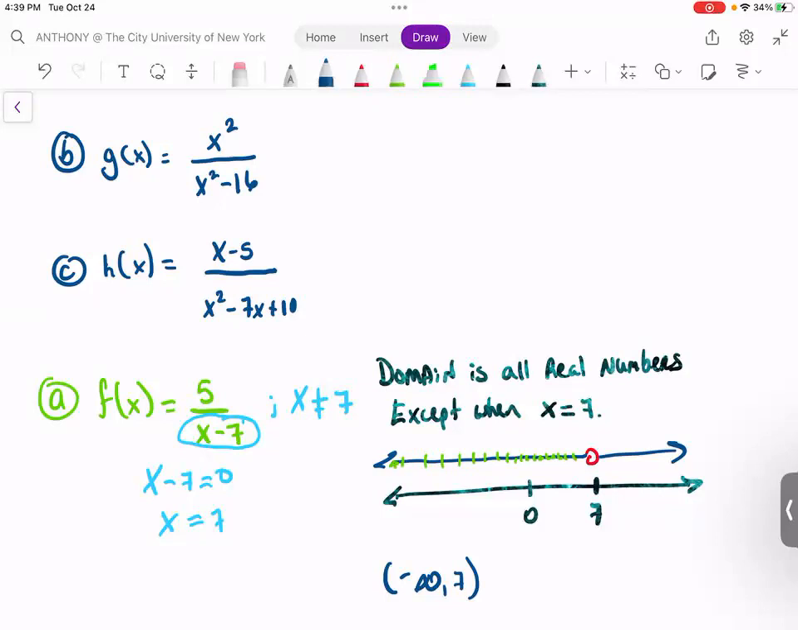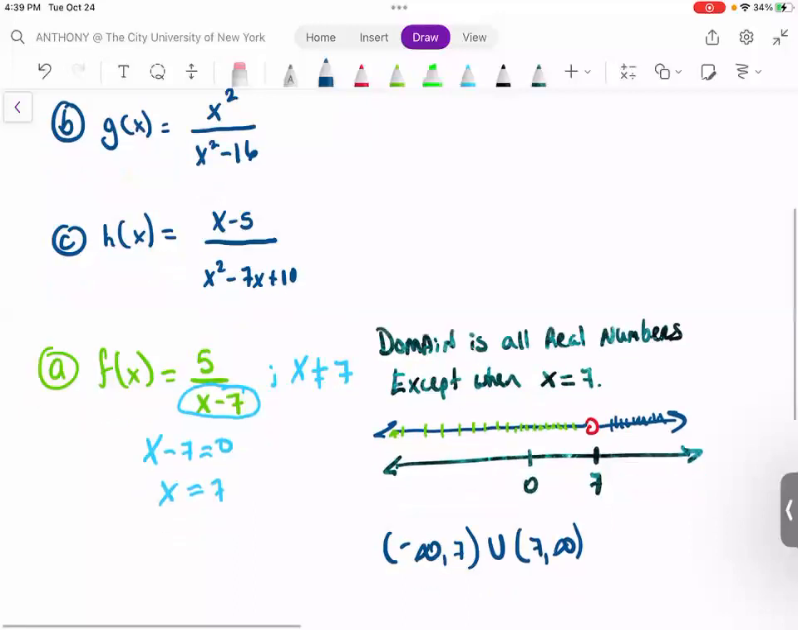Now, we want anything to the right of 7, so we use a union symbol, and we say 7 to infinity. All right? And that's your domain. You express your domain in words, in a picture, and in interval notation. But notice, when you had one problematic input, how many intervals you had to write? You write 2 intervals.